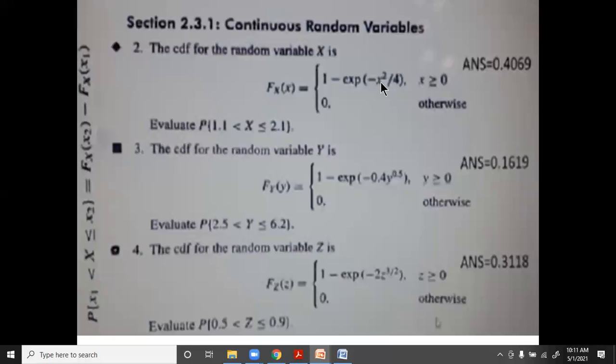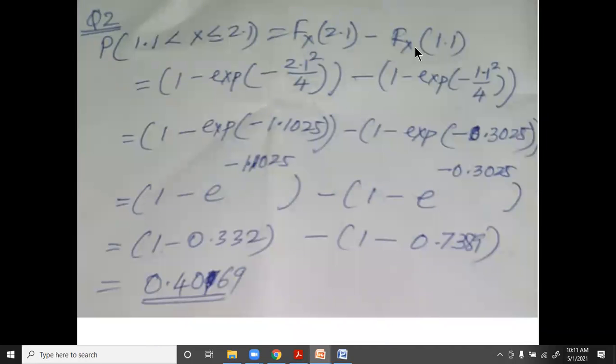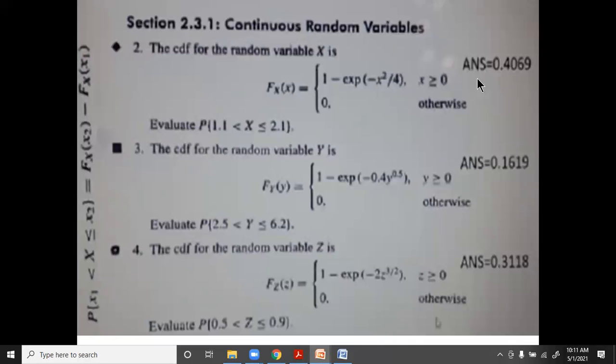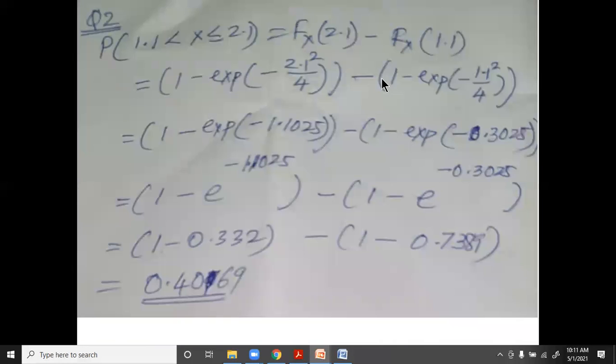In place of x, 2.1 squared. Again, in place of the same x over here, 1.1 squared is written over here. So the value is evaluated and we are getting minus 1.1025, and this exponential is nothing but e to the power of minus 1.1025, and that turns out to be 0.332.